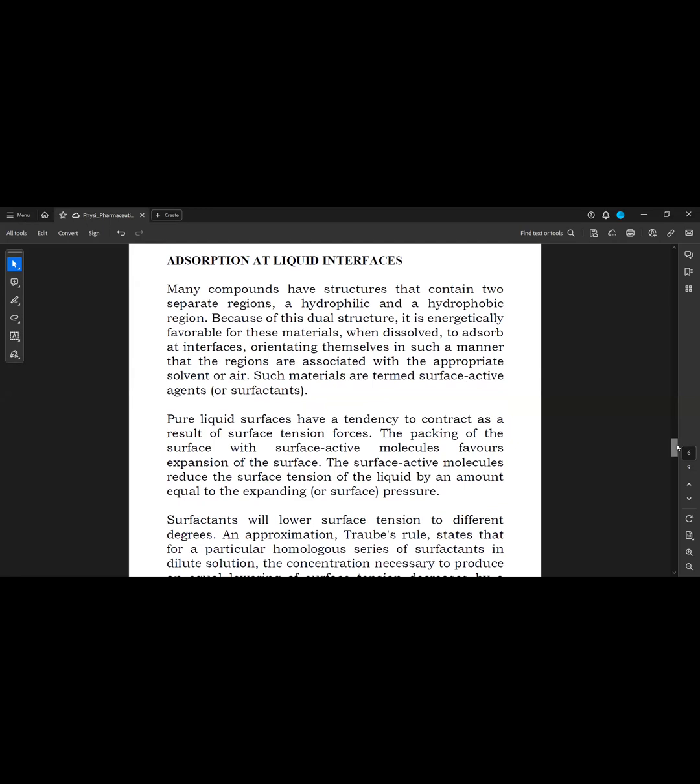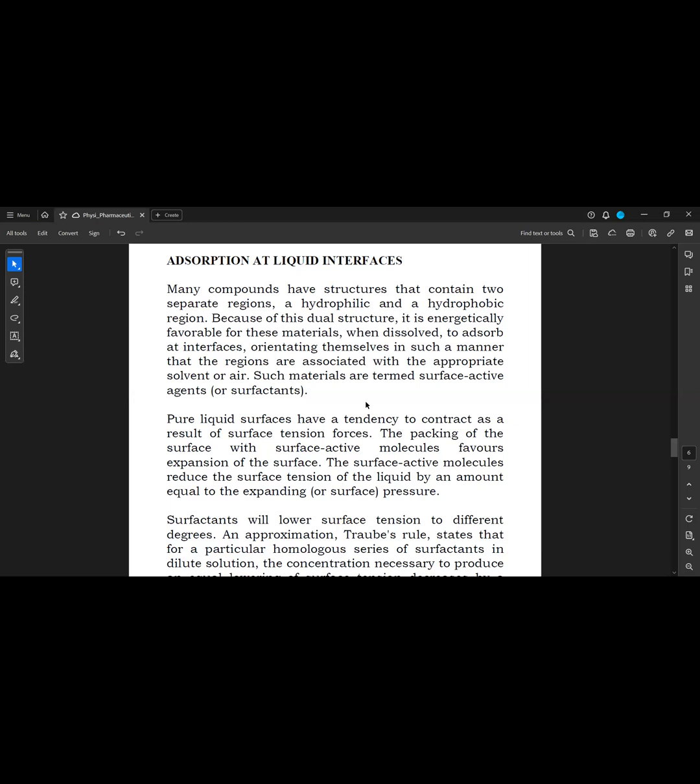There. So, orienting themselves in such a manner that the regions are associated with the appropriate solvent or air. Such materials are termed surface agents or surfactants. Pure liquid surfaces have a tendency to contract as a result of surface tension forces. An example, again, I will go with water. Usually water, if it's a pure liquid, will have its own surface tension. But when you add, let's say, powder on top of it, then the surface of the liquid is going to contract a little bit because of the surface tension forces.